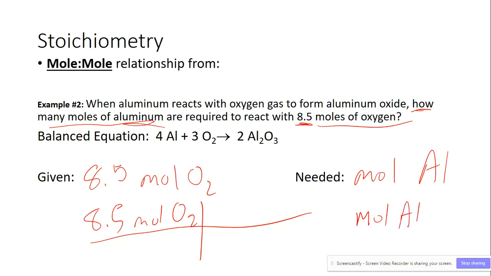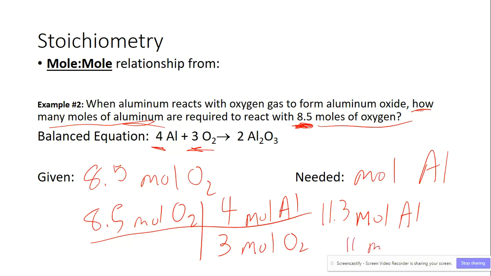And we do that by first canceling the moles of oxygen, going to the moles of aluminum, and we get that relationship from the balanced equation. Oxygen has associated with it a 3, and aluminum a 4. So 8.5 times 4 divided by 3 is 11.3 moles of aluminum. But since we had 2 significant figures here, we want 2 significant figures there, so that would be the same as 11 moles of aluminum.